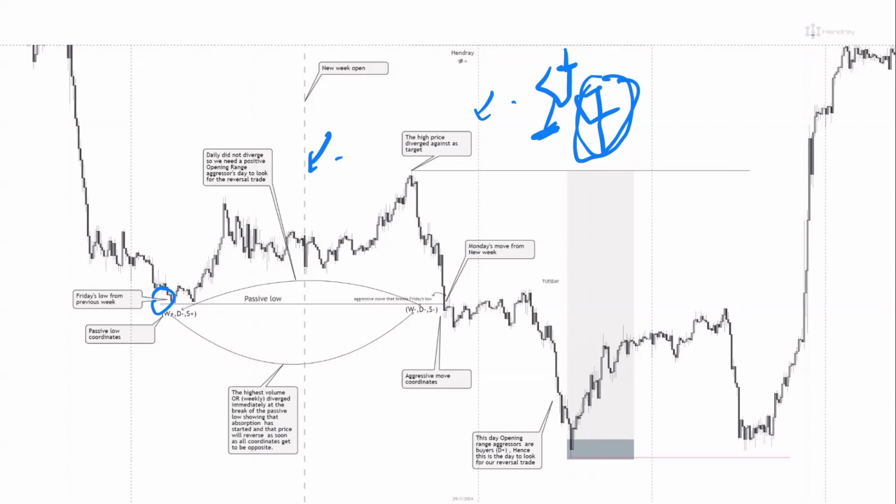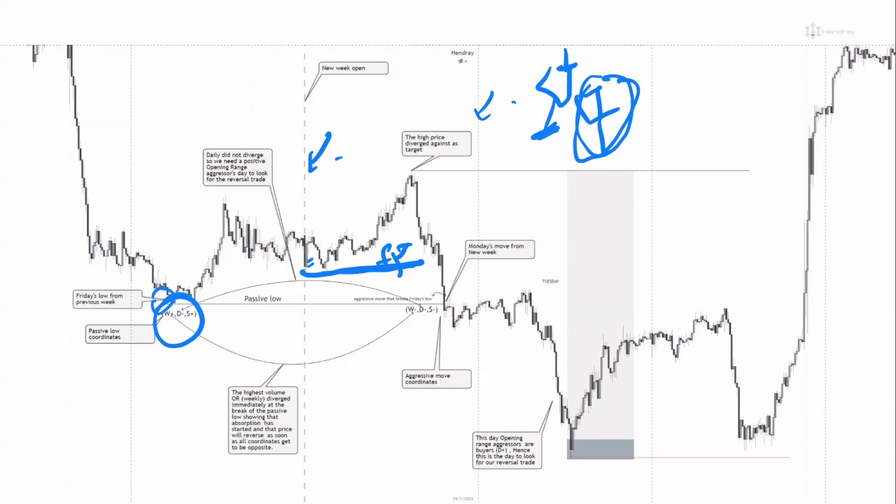So Friday's low: W plus, D minus, S plus. Interesting. This particular week opened as a buy also, but flipped here to a sell. This was its flip point. And this was also Monday, which means Monday assumes the opening range of the week. I said that in the last class very extensively. So it flipped to a sell.